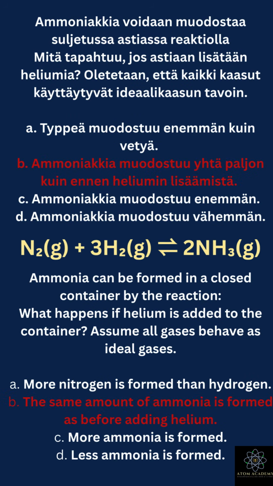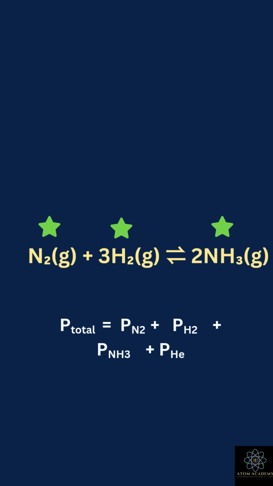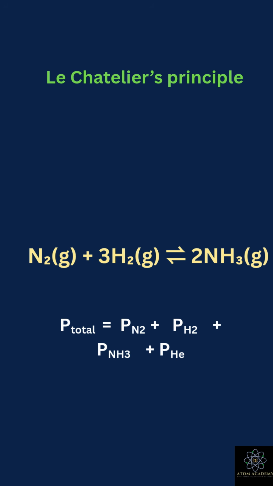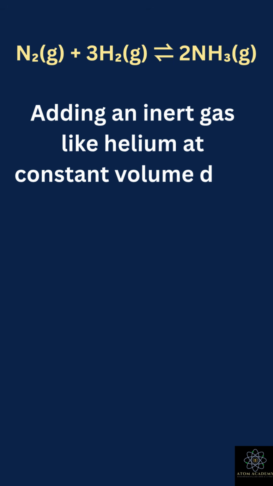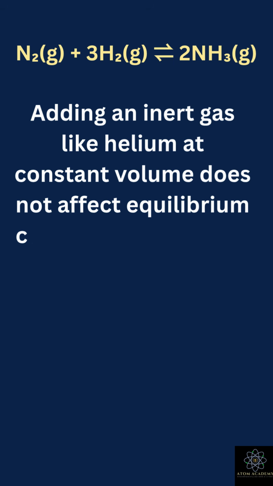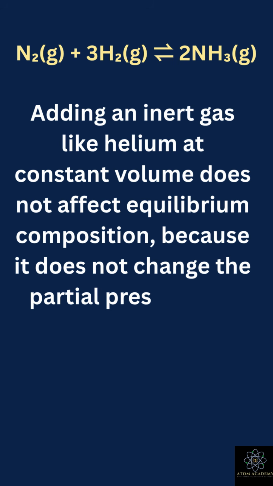In contrast, if we had changed the volume of the container or directly changed the concentration of one of the reacting gases, the system would respond by shifting the equilibrium position according to Le Chatelier's principle. In summary, adding an inert gas like helium at constant volume does not affect equilibrium composition because it does not change the partial pressures of the reacting species.